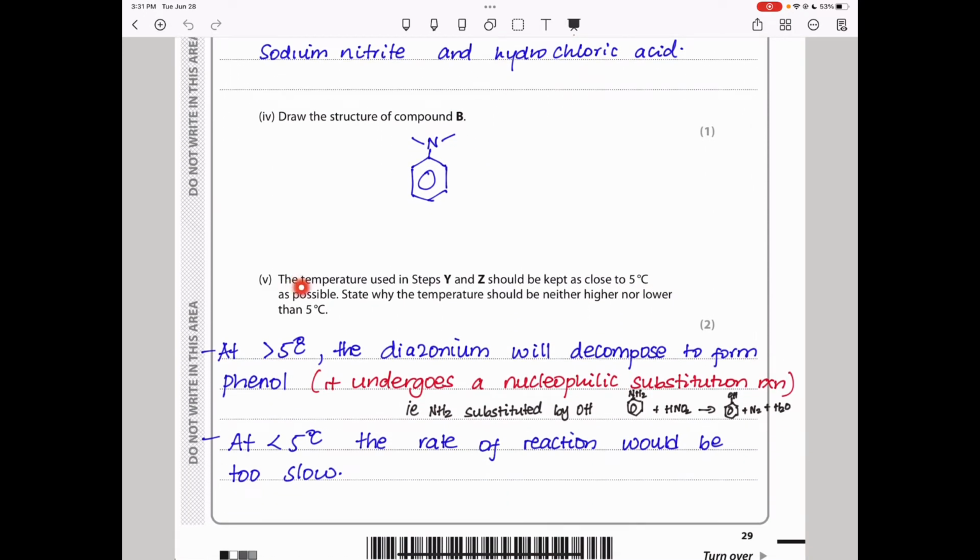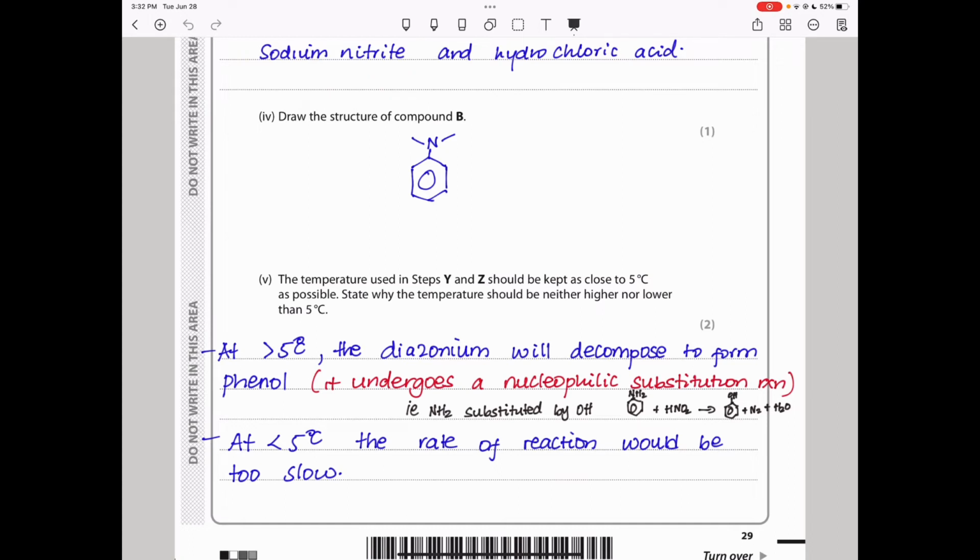Down here they say the temperature used in steps Y and Z are kept as close to 5 as possible. State why the temperature should be neither higher nor lower than 5. So if the temperature is higher than 5, then the product is going to decompose. The diazonium salt will decompose, forming phenol, nitrogen, and water. As you can see, I wrote something here. It's going to form phenol. This is the decomposition. So this could react with that, and the product formed could decompose, creating a phenol, nitrogen, and water.